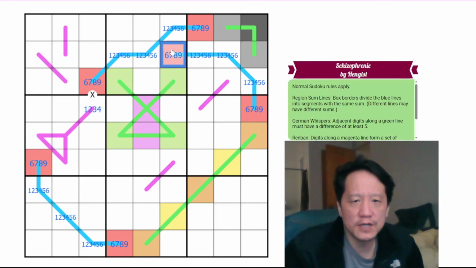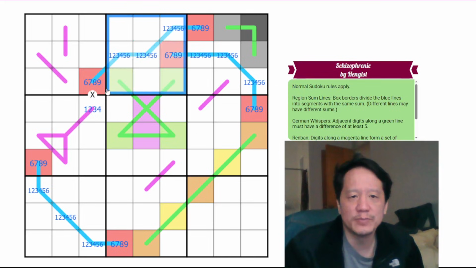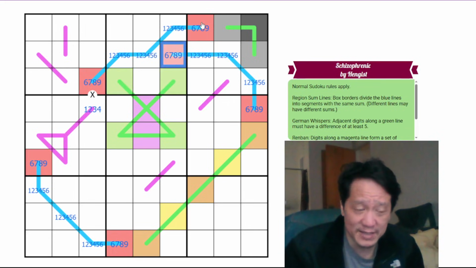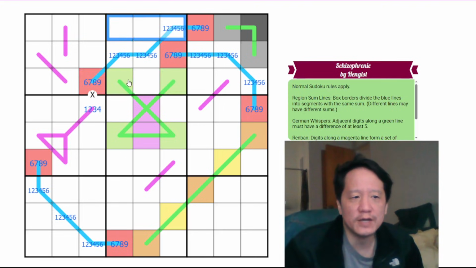Obviously, this digit cannot be in these cells. Oh, these digits cannot be the same as these cells. And these digits are the same. Where is this digit in this upper central box? Can't be here because that digit is in that row. Can't be here because that digit is in the row. So this must be the same digit as this, right? Because there's no other place for it in the upper central box.